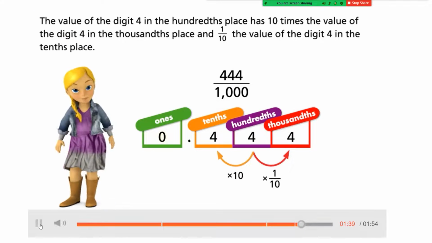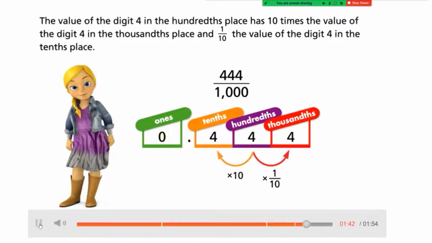The value of the digit 4 in the hundredths place has 10 times the value of the digit 4 in the thousandths place, and 1/10 the value of the digit 4 in the tenths place.